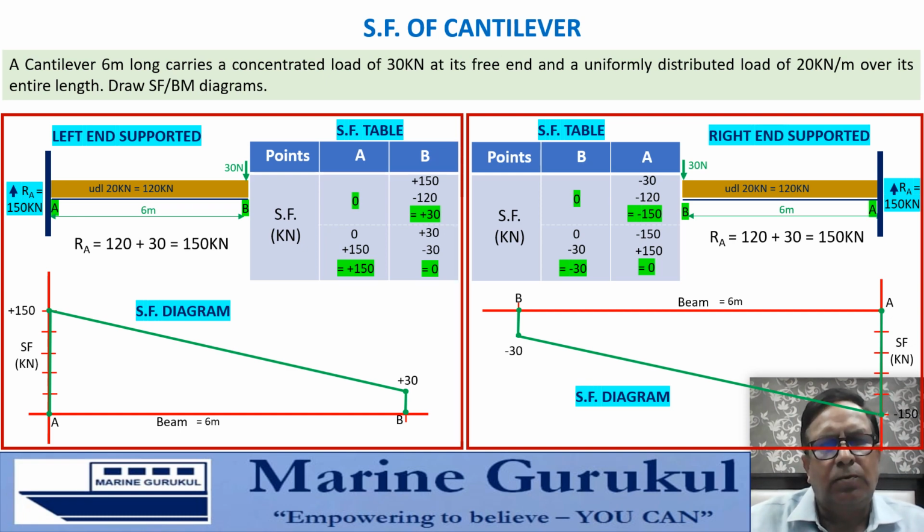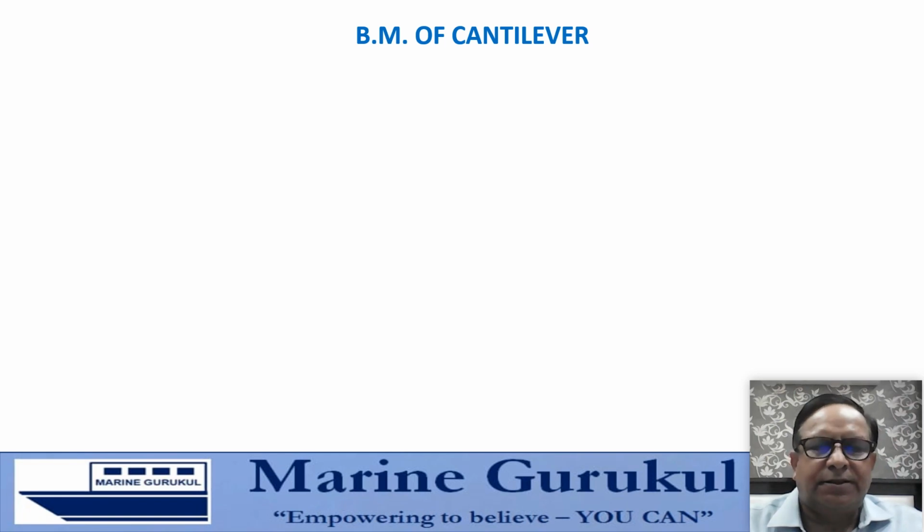Now if you see the two shearing force diagrams, at the free end on both sides the shearing force is numerically the same. At the fixed end it is the same. At any other point, if you see the corresponding points equidistant from either the fixed end or the free end, the shearing force is numerically the same. The only difference is that the sign has changed, and we can understand why: the reaction has shifted its position from left end to right end, but the numerical value of the shearing force remains unchanged. Now let's come to the BM diagram of the cantilever.